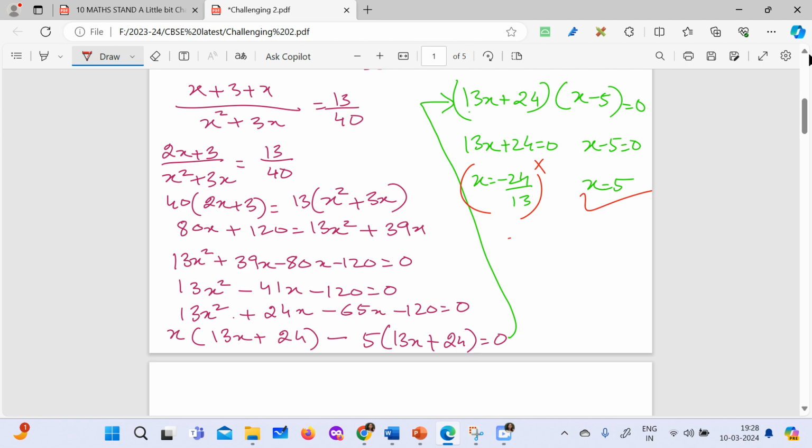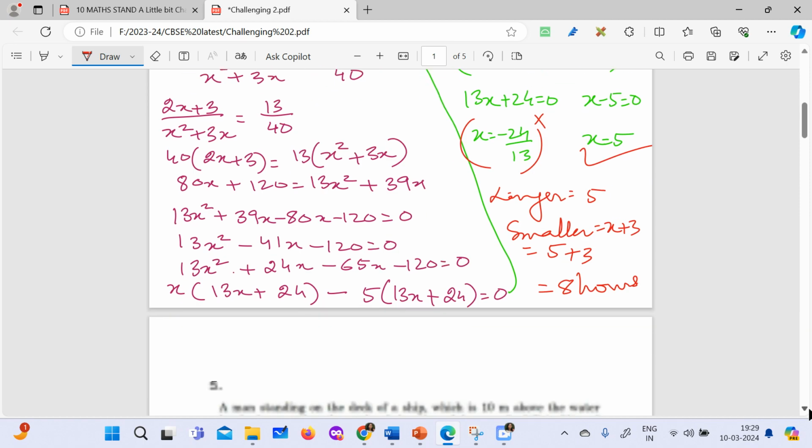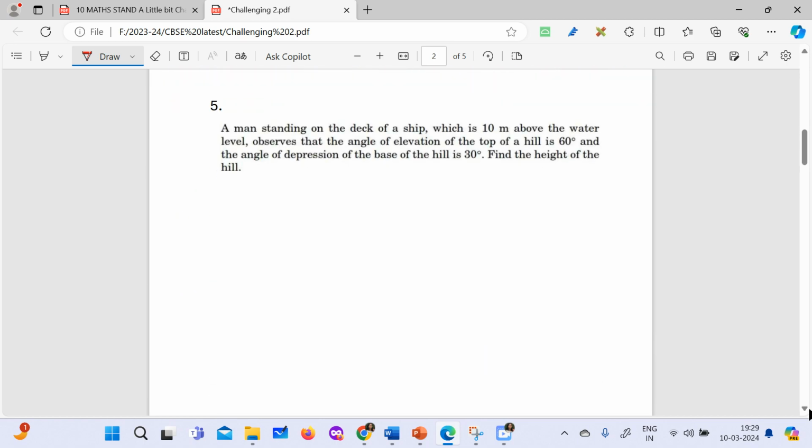So the time taken by the larger one will be 5, and the time taken by the smaller tap will be 5 plus 3, because we had x plus 3, which is equal to 8 hours. I hope this is clear. Let's go to the next question.